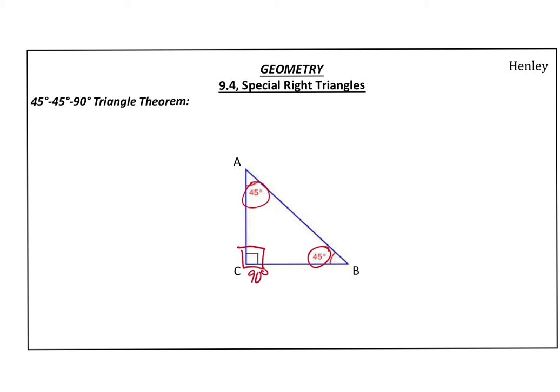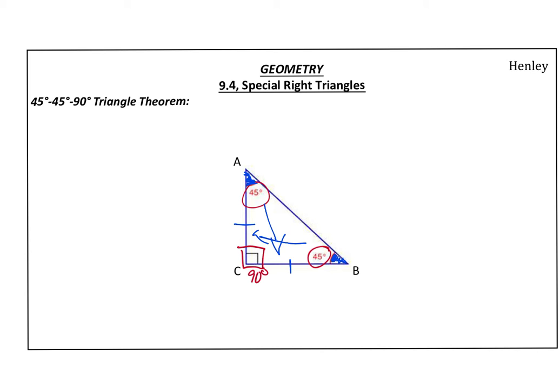are 45 degrees. Now, because we have these two smaller angles that are 45 degrees each, the two angles are congruent to each other. That means that the opposite sides are also congruent to each other. So we have two angles congruent to each other and two sides.